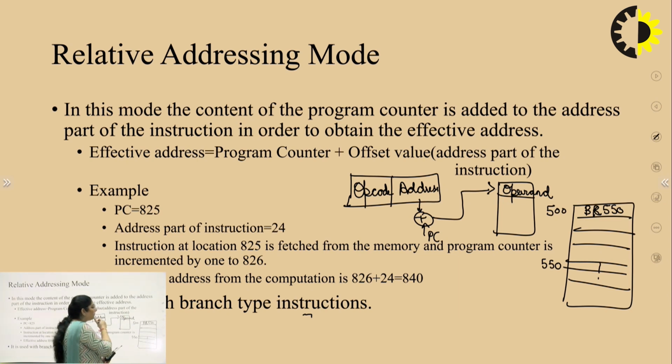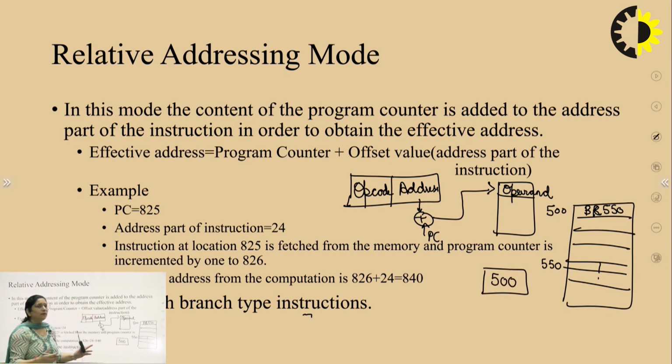But this is not feasible because the size of the instruction would be too big in that case. So what we'll do, we'll take some base register whose value will be fixed every time. When the instruction is being processed, we'll add this offset value to it and we'll go to that particular location. So this is the relative addressing mode where we are specifying the address in relation to the base address, in this case in relation to the program counter.